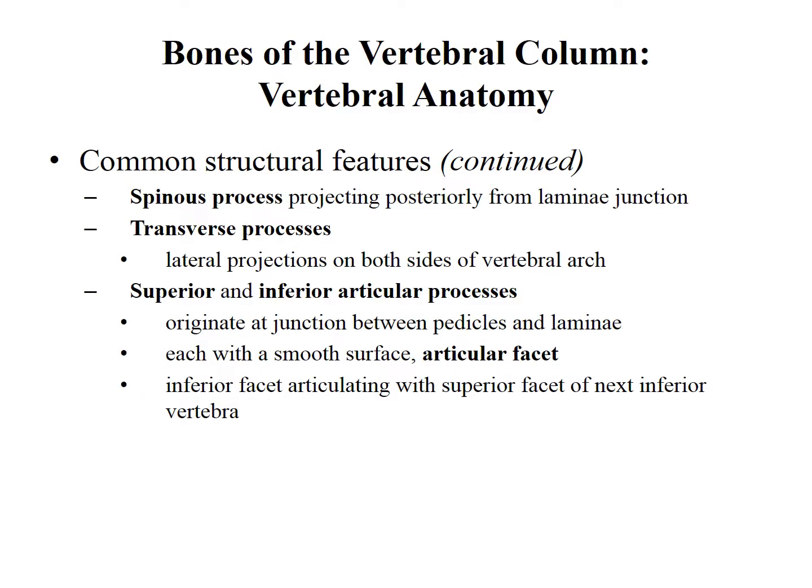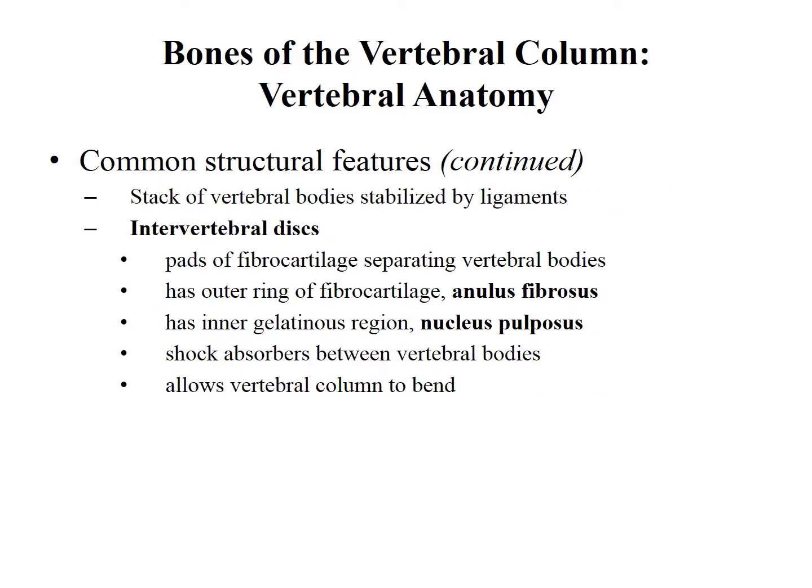The next typical structures that we'll see, I've mentioned before: the spinous process, the transverse processes, the inferior and superior articular processes, and then the facets. So we're just going to revisit those. We will also look at the intervertebral discs. Now this is important because this is what you hear people herniating.